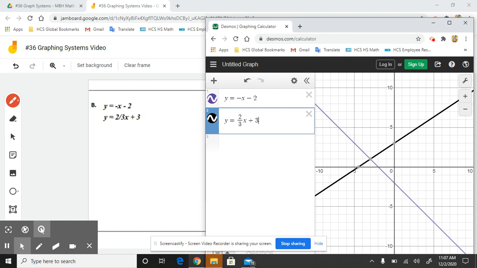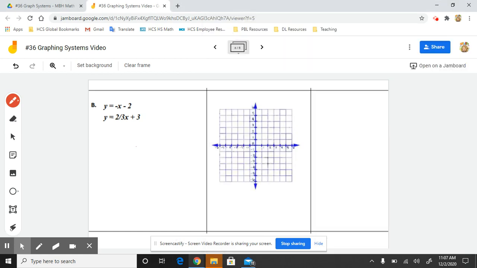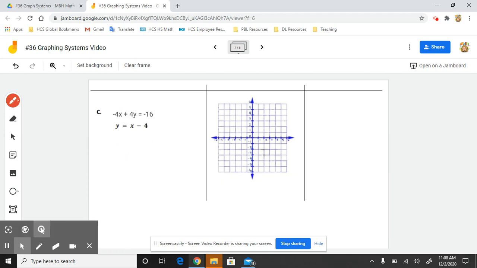And we are looking at where my purple line and my black line meet, and it looks like they cross each other right there at (-3, 1). So we have our intersection point, which is our solution, which is (-3, 1). All right, now let's take a look at the last one and graph.